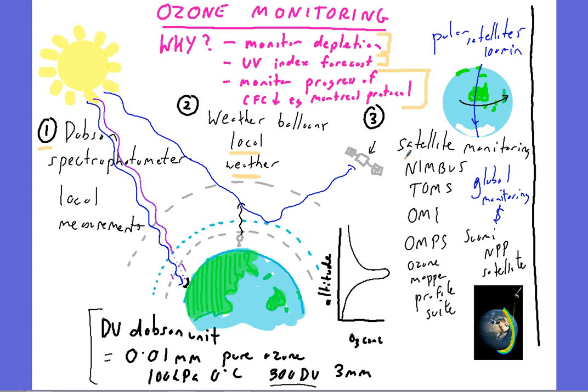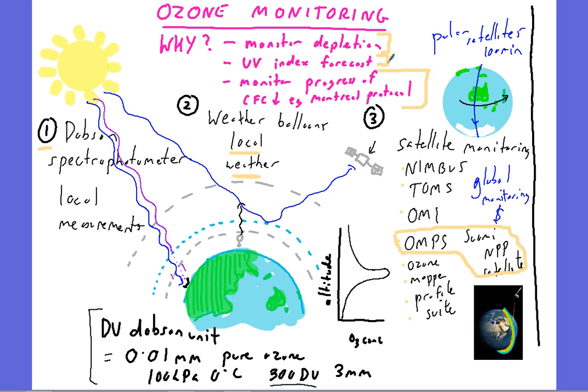Satellite monitoring is probably the most advanced and most effective monitoring of the ozone layer, though. It's monitored by recording wavelengths of light that ozone scatters or reflects back into space. There's been a range of satellite instruments that measure ozone. The current one is the Suomi NPP satellite, which is carrying the OMPS, which is the Ozone Mapper Profiler Suite. And that takes global measurements of ozone.